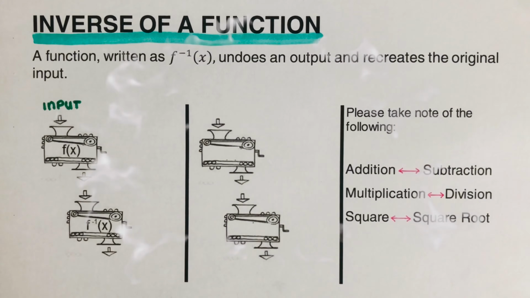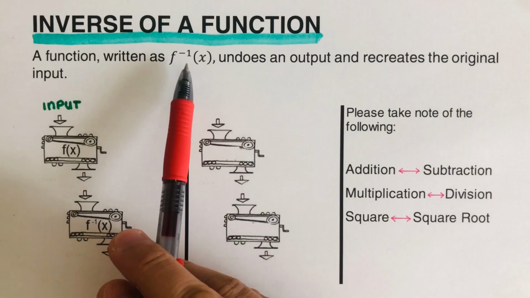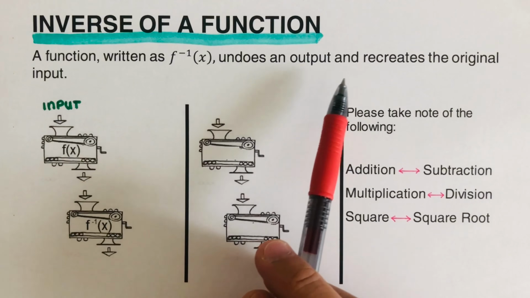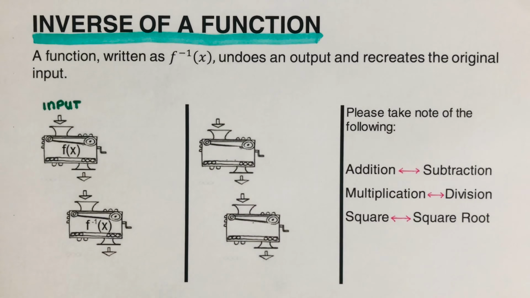Everyone, today we're going to learn about the inverse of a function. A function written as f^-1(x), read as f inverse of x, takes an output and recreates the original input. So what's going on here? I have a picture to better understand this.